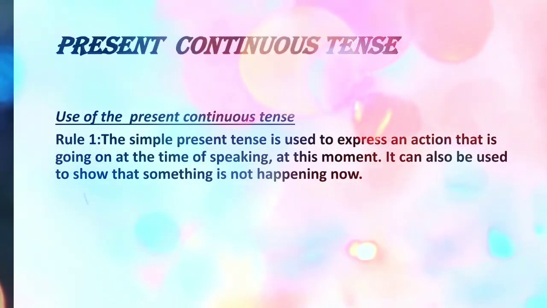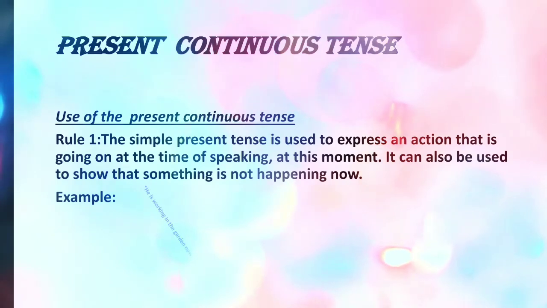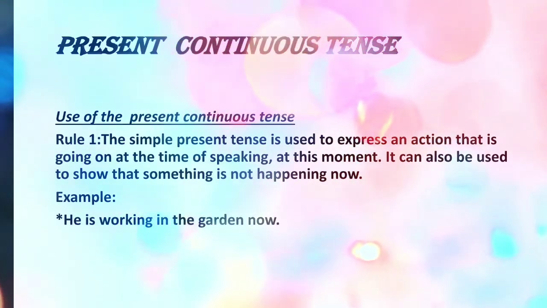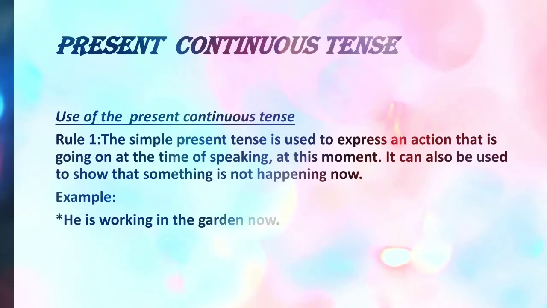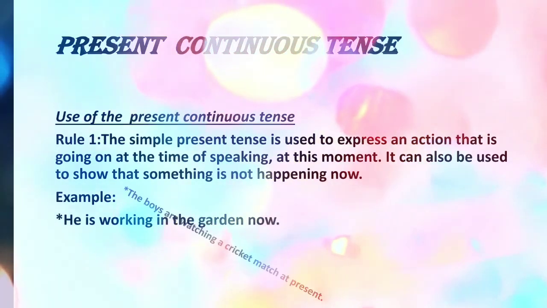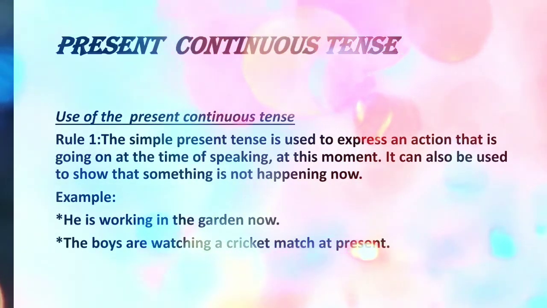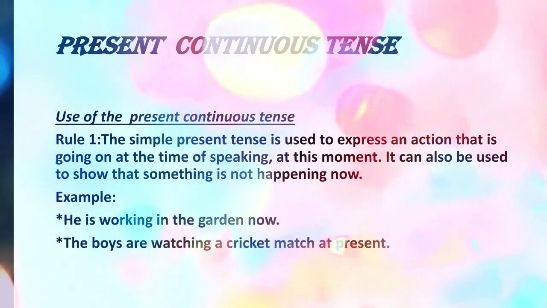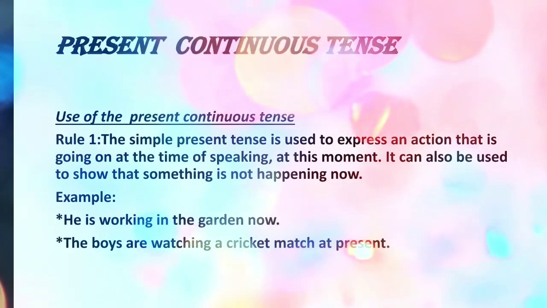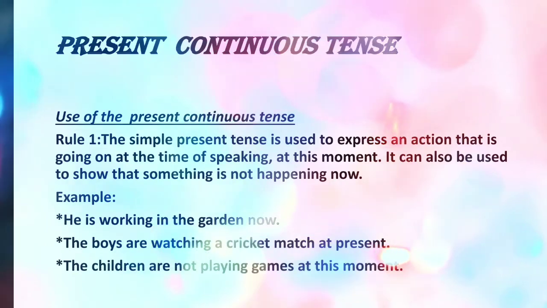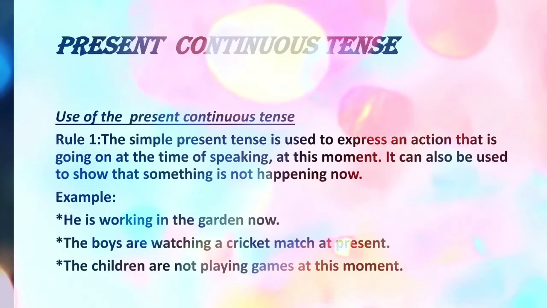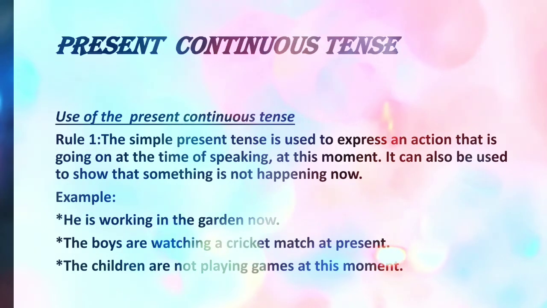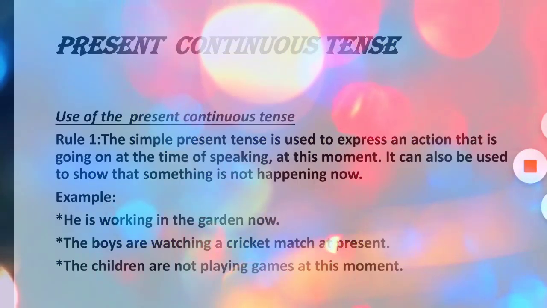Now you can see the examples here. He is working in the garden now. At the time of his speaking he is working in the garden. And another example: the boys are watching a cricket match at present. In the same manner, the boys are also watching at the time of speaking. So these are the examples to show that the task is incomplete, which is shown by this tense.